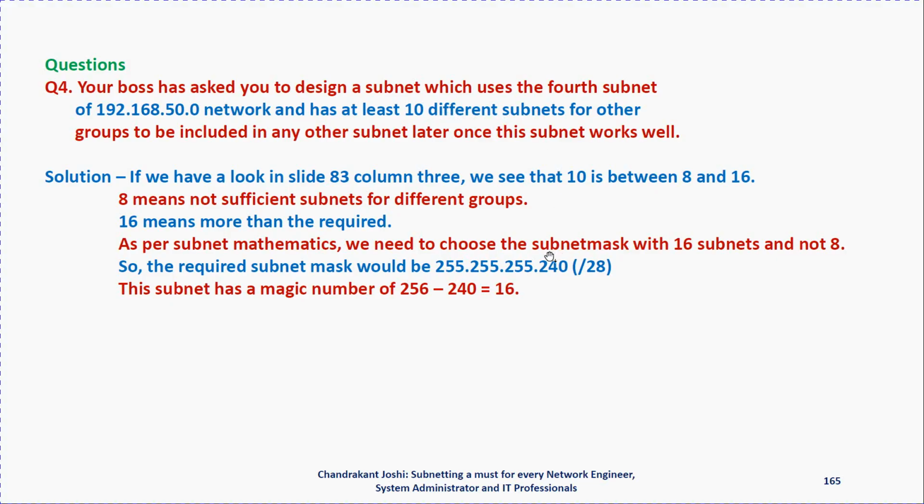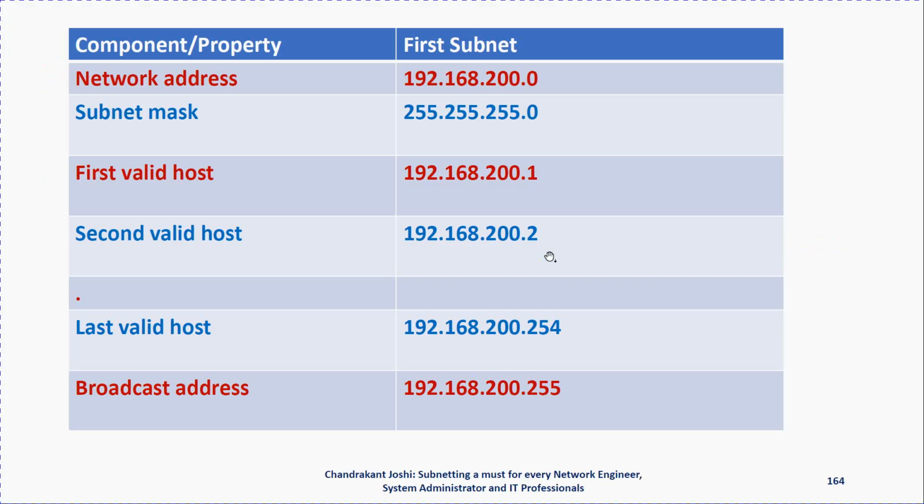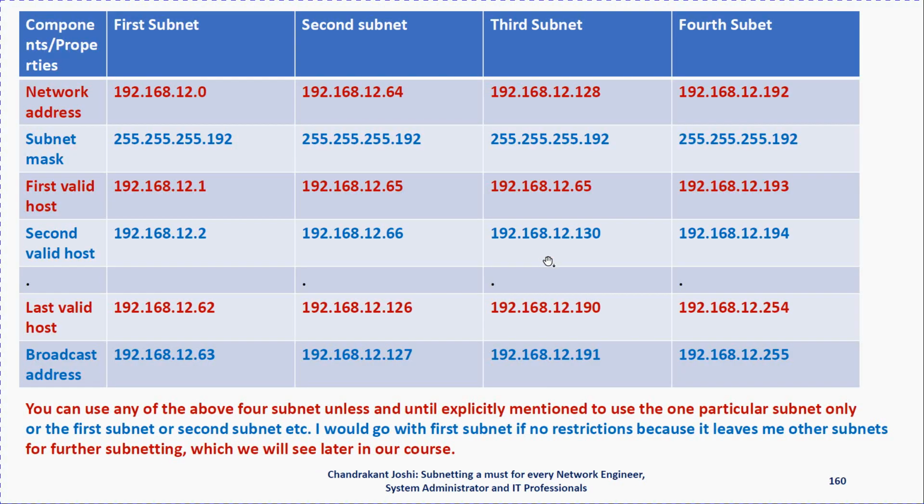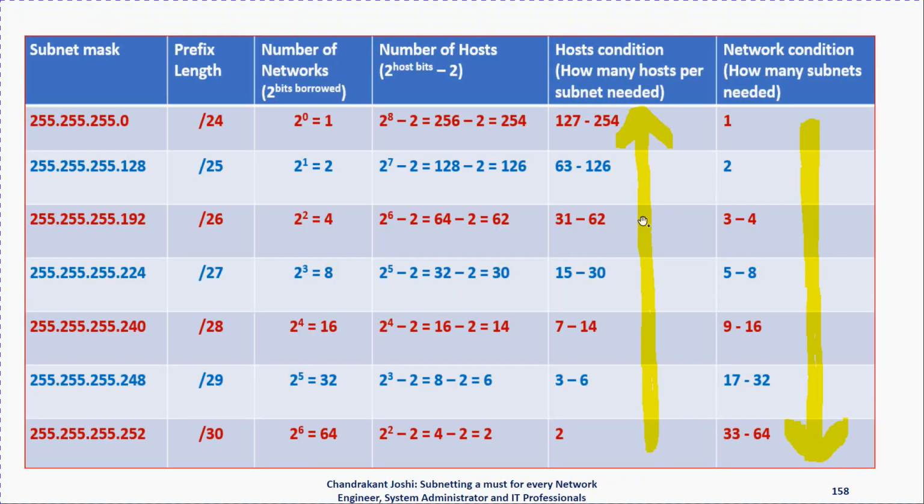So let us go back to our table. So I need to have a minimum of 10 networks. So this is my table. Now I look at this one. One network, 2, so 10 lies between 9 and 16. So based on that question, I will use this subnet mask. But remember, this question is asking the fourth network.